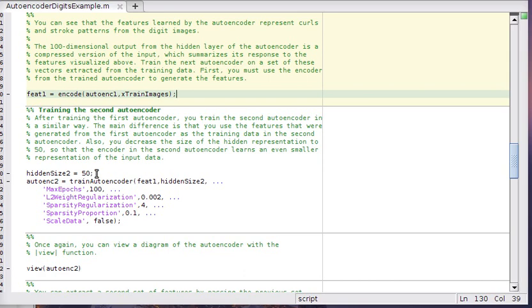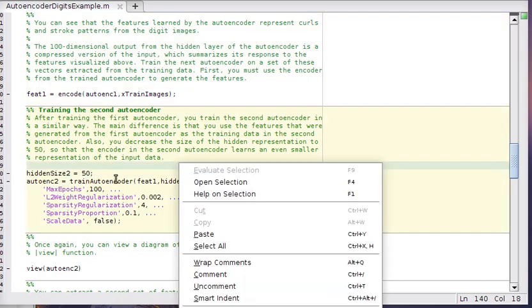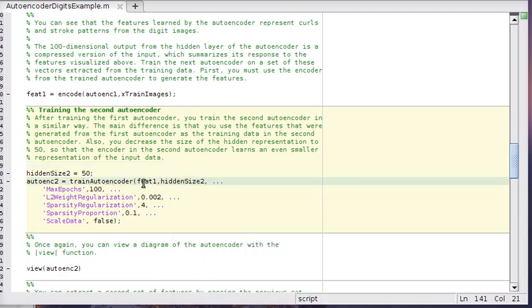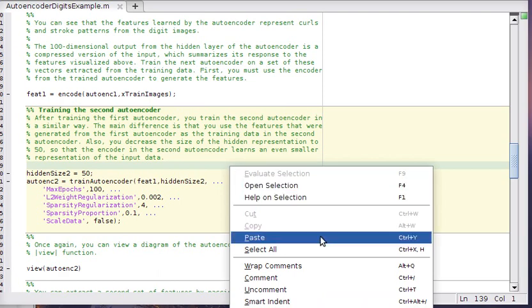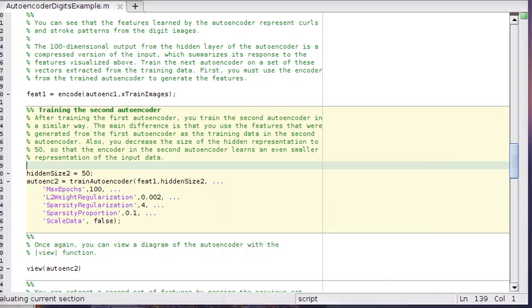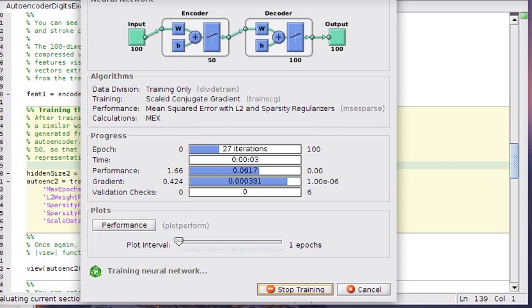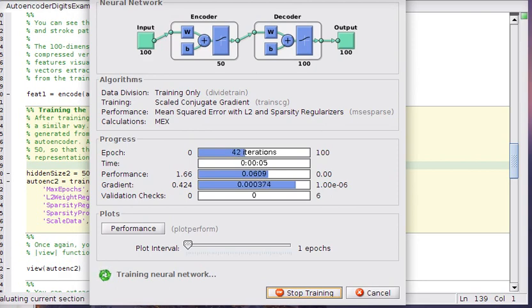And so now our next hidden layer is only going to have 50 units. And so what we're going to do is train the autoencoder, but we're going to use those features that we just extracted in R100 as both input and output. Okay. And so it's training again on the identity. And so when I say evaluate current selection, the neural network training box will come up. Here it is. This one's going to go a lot faster.